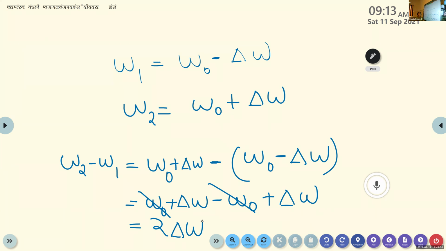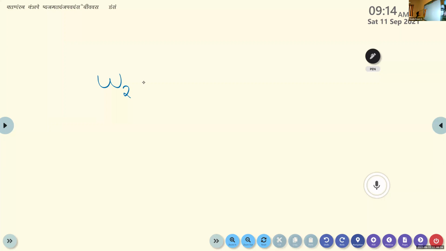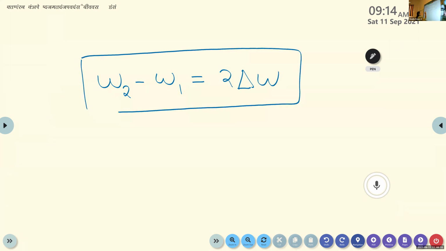Then in the next step, we just take the difference between these two angular frequencies. So we get omega 2 minus omega 1 equal to omega 0 plus delta omega minus omega 0 minus delta omega. Then we take this negative sign into the bracket. It becomes omega 0 plus delta omega minus omega 0 plus delta omega. By cancelling these two omega 0 terms, we get 2 delta omega. So here omega 2 minus omega 1 is equal to 2 delta omega. The difference between the two frequencies is equal to 2 delta omega.